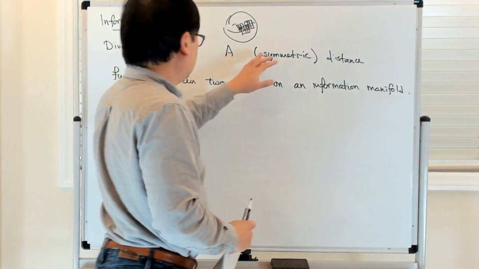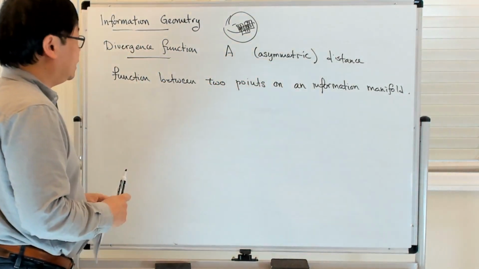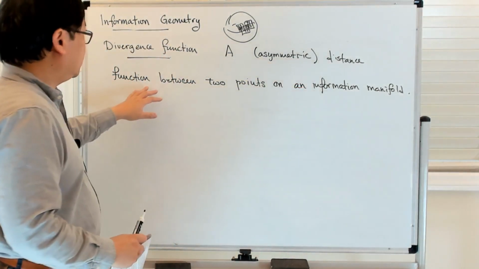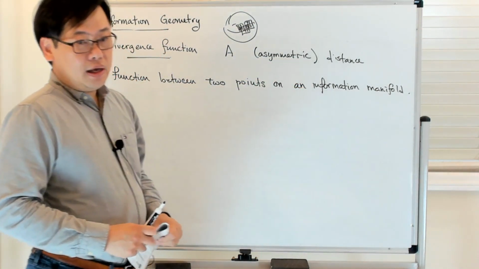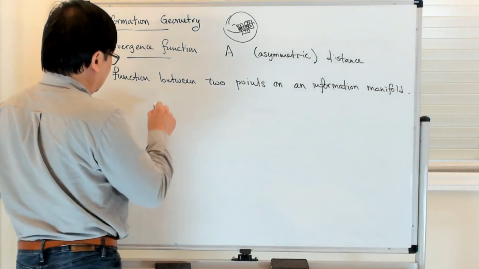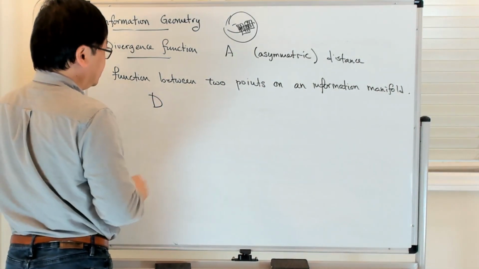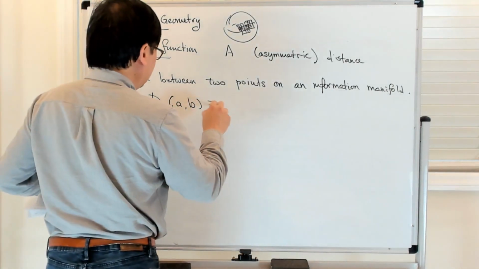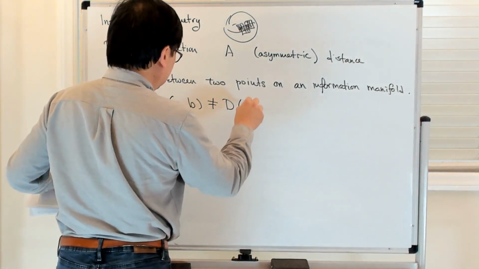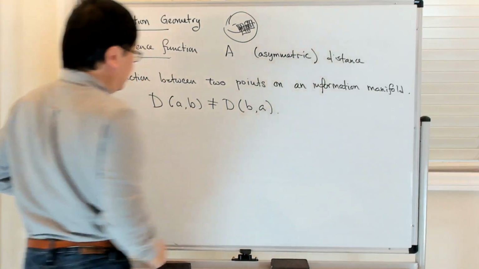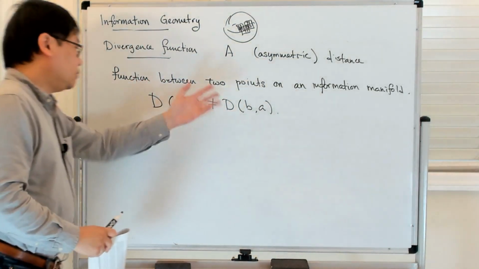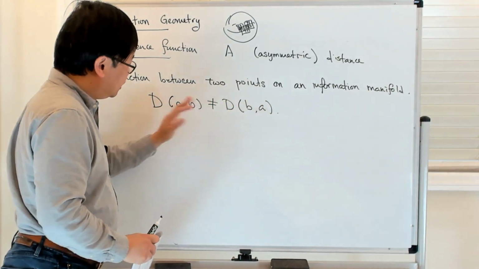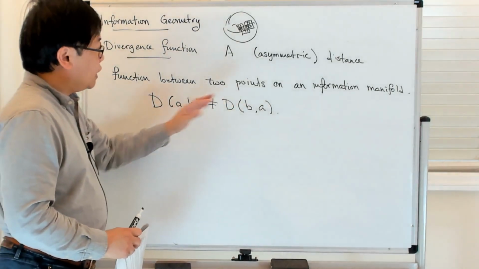Okay. Anyway, so let me go back to this idea of a divergence function. So it's a possibly asymmetric distance function between 2 points in a manifold. And what do I mean by asymmetric? I mean that if I have this divergence function d between points A and B, in general, that's not equal to the divergence function between B and A. Okay? And so one might ask, well, why is that the case? It just turns out that in many cases, you don't have this symmetry.